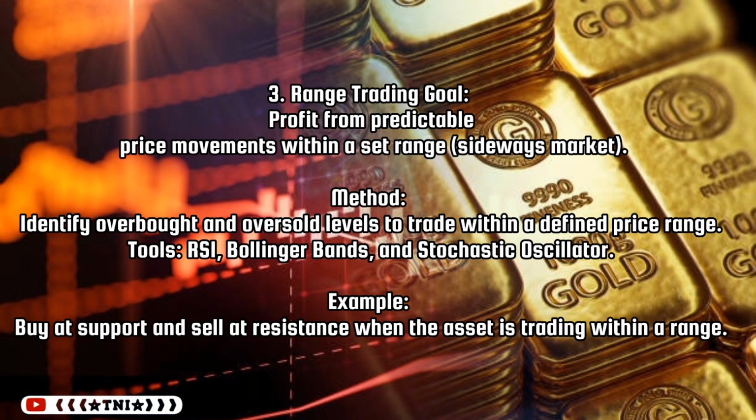3. Range trading. Goal: profit from predictable price movements within a set range, a sideways market. Method: identify overbought and oversold levels to trade within a defined price range. Tools: RSI, Bollinger Bands, and stochastic oscillator. Example: buy at support and sell at resistance when the asset is trading within a range.